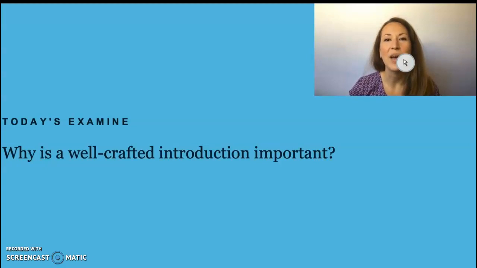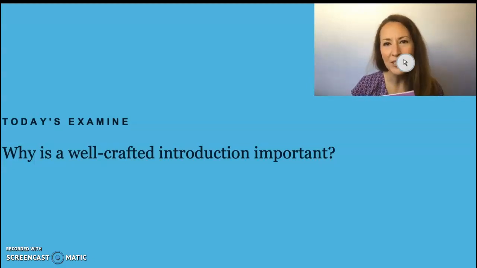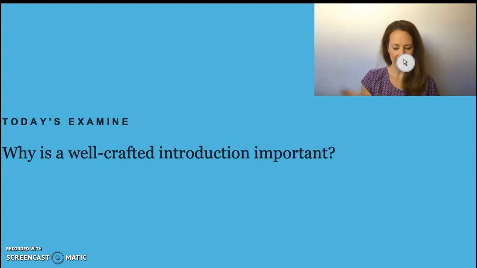Today, we are going to look at why a well-crafted introduction is important. We're going to examine the introduction of the circulatory story. Where will we find the introduction? Of course, at the beginning. So everybody, let's get your books and open to page 2.